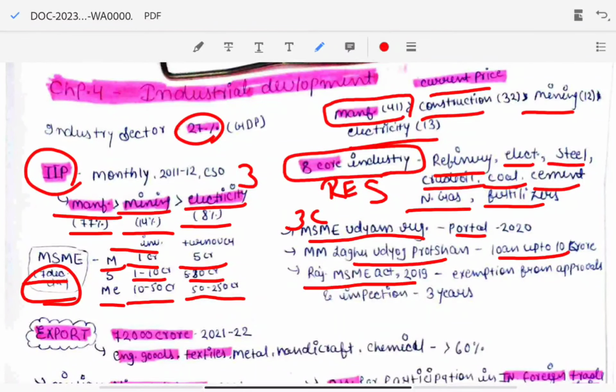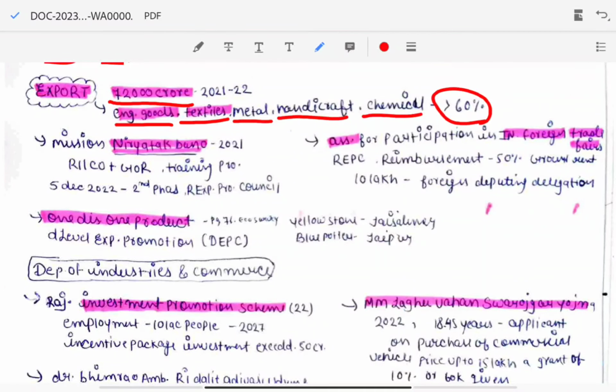Then for export, we have 72,000 crore of exports in the year 2021-22. And the major goods were engineering goods, then textiles, metals, handicrafts and chemicals. These five contribute more than 60%. And the scheme we have for the promotion of export is Mission Niryatak Bano. Niryatak is the one who exports.